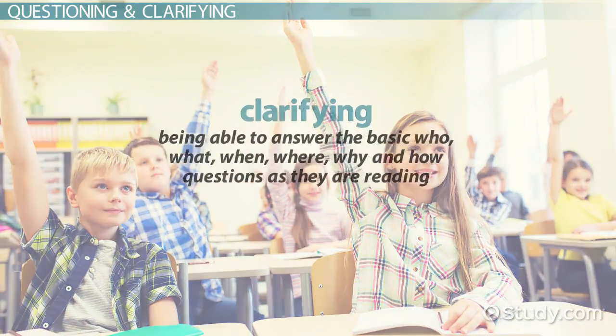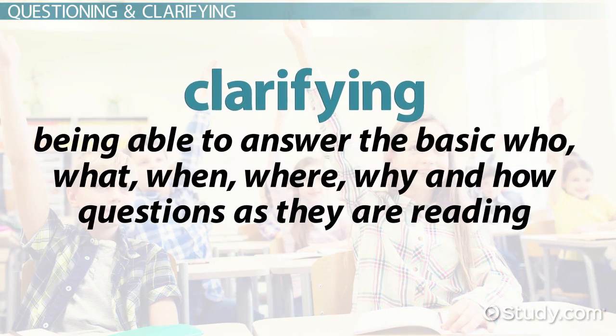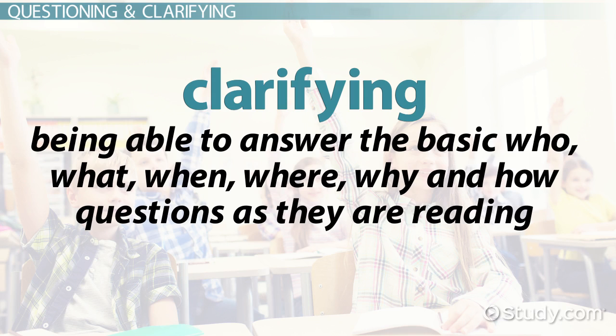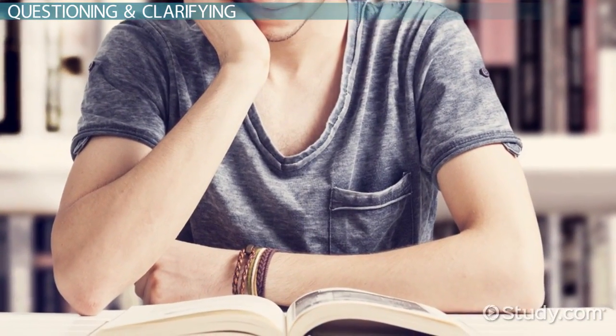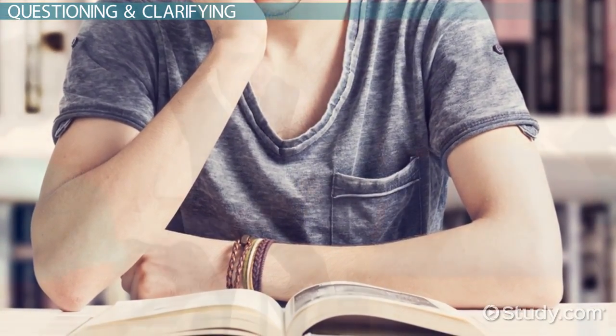As students engage in questioning the text, they may need to clarify or clear up some of the questions that remain unanswered. Clarifying may involve students being able to answer the basic who, what, when, where, why, and how questions as they're reading. Students may need to reread portions of the text and restate them, or the teacher may need to guide students through the critical thinking process in order to help them develop the skill with greater proficiency.